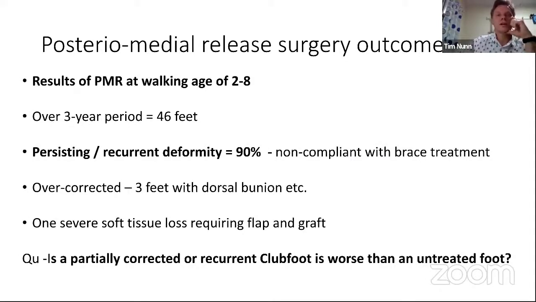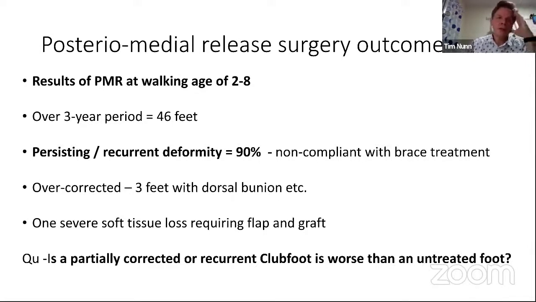And just looking at the data from that era of doing PMRs, it's 46 feet, and we had 90% of persisting or recurrent deformity. And almost all of these children will be non-compliant with brace treatment. And so we decided moving forward, we would not rely on brace treatment to hold a deformity correction. We had a number of overcorrections as well. Three of these feet had the classic overcorrection features of dorsal bunion, etc. One of the feet actually was very nearly amputated as we lost a considerable amount of soft tissue.